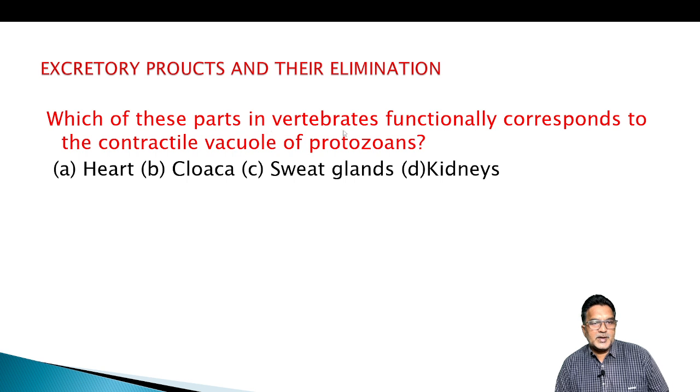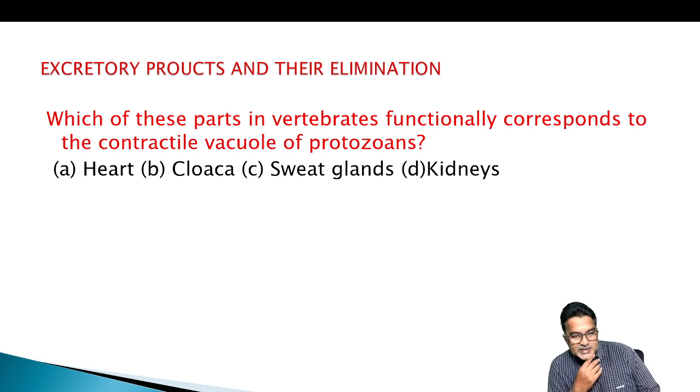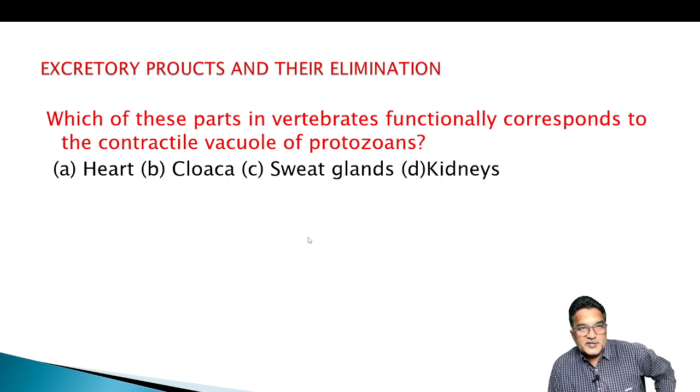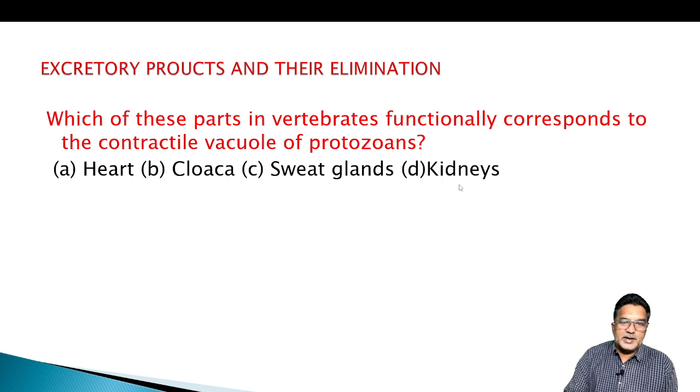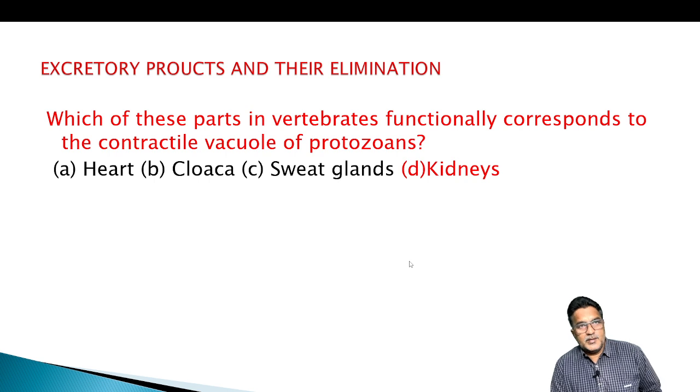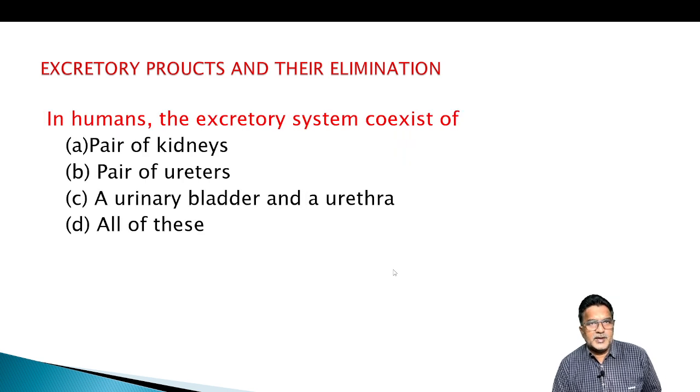Which part in vertebrates functionally corresponds to the contractile vacuole of protozoan? You might have learned about the contractile vacuole in biological classification. It is for osmoregulation, isn't it? The same is done by kidneys in vertebrates, while lower invertebrates have some sort of kidney like flame cells. In humans, the excretory system consists of a pair of kidneys, a pair of ureters, the urinary bladder and the urethra, all of these.